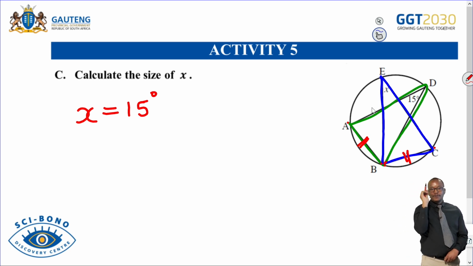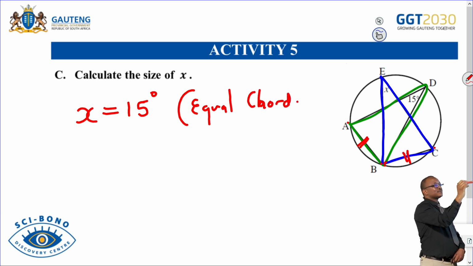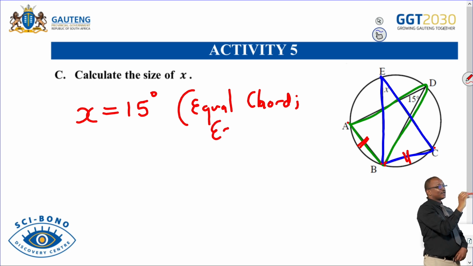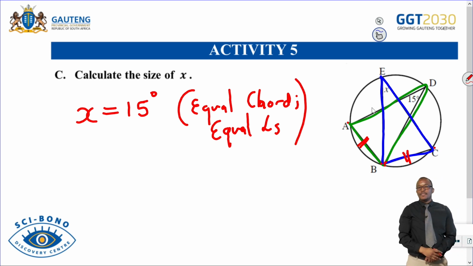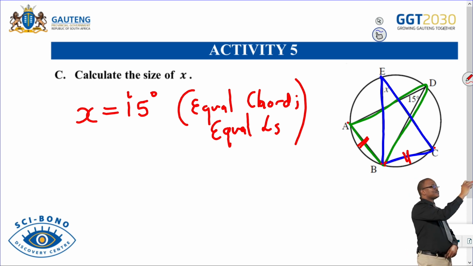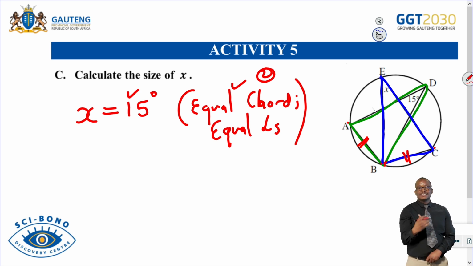Then what will be the reason? The reason will be equal chords and equal angles. Then you get your 2 marks, if it's 2 marks. A statement and a reason. It's as easy as that.